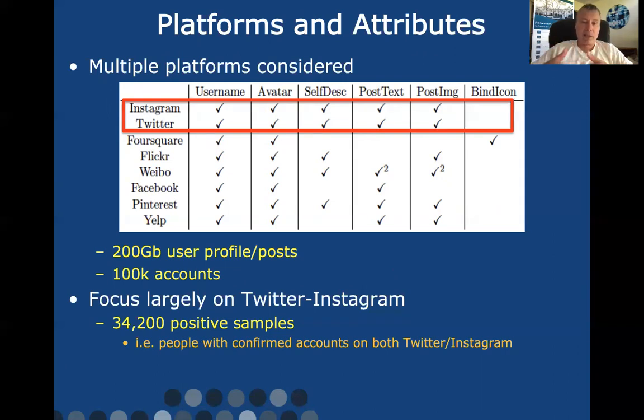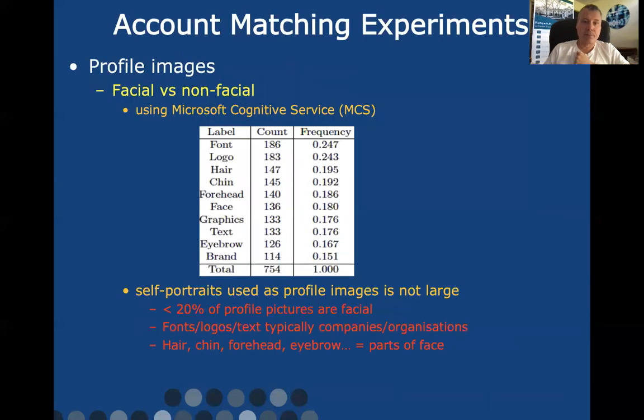So as I say, we've been collecting a lot of this data for a long time, and we use a range of information to try and match if the accounts belong to the same people. We had about 200 gigabytes of user profiles and posts from these platforms, and about 100,000 accounts that we were using for the experiments. And we identified just over 34,000 positive samples. These were accounts belonging to the same people on Twitter and Instagram. So it's the same person who had these accounts, and they were used for a lot of the experiments that we did in this work.